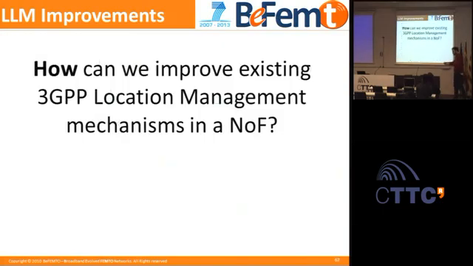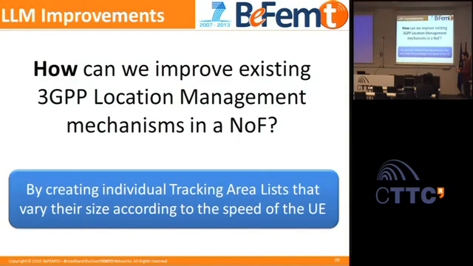So, back to the agenda. The third question was, how can we improve existing 3GPP location management mechanisms in a network of femtocells? And the answer is, well, we can, by creating individual tracking area lists, as opposed to the static and global ones, that can vary their size according to the speed of the UE. That's the answer to the third question.